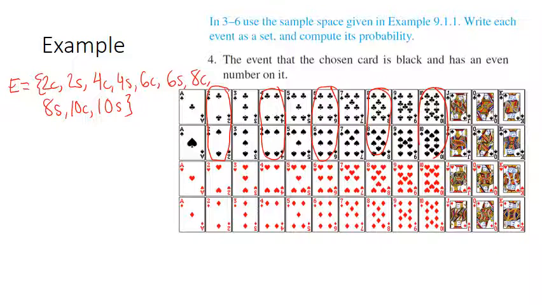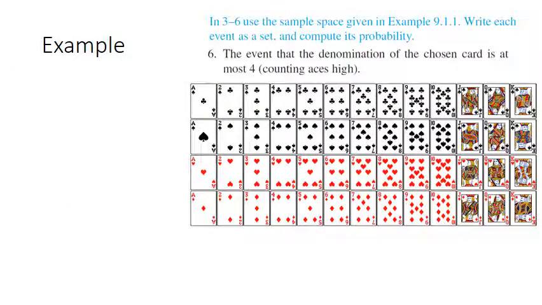That's our event, and it appears to contain 10 elements. So the probability of this event is going to be 10 over 52. There are 52 possible outcomes, and 10 of them are in our event. And of course you can reduce that if you would like to.